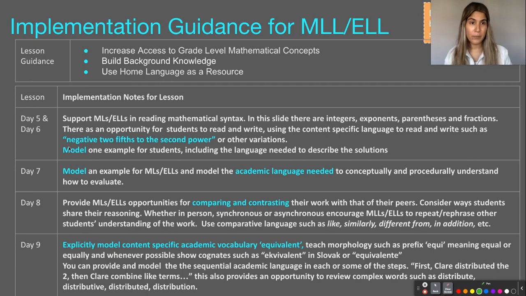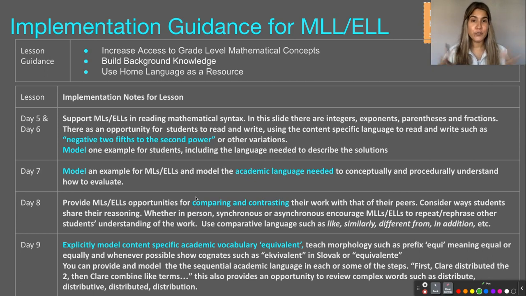Modeling also examples from these lessons so that the students feel comfortable, and also modeling how to use the language during the lesson and how to use content-specific words. This goes the same for day 7, a lot of modeling and academic language needed. Now, for day 8, I highlighted comparing and contrasting. So give your students the opportunity to compare and contrast their work, be it through Pear Deck, be it through a Padlet. I always like Padlet because I think it's a fun way where they can compare and contrast and share their work and make comments on each other's work.